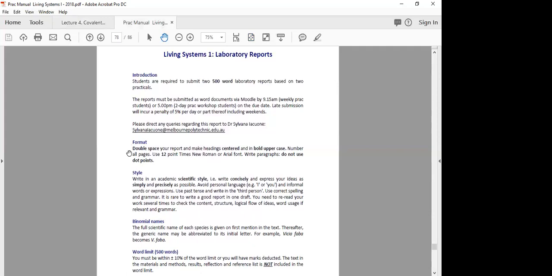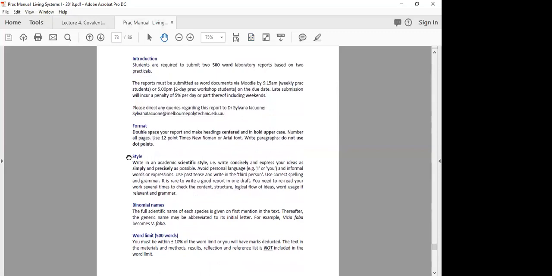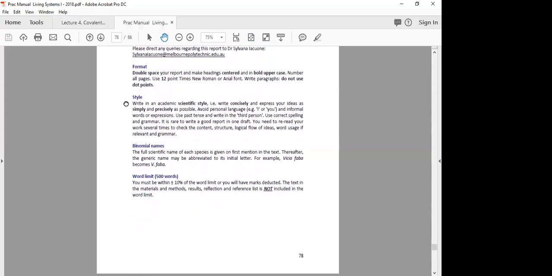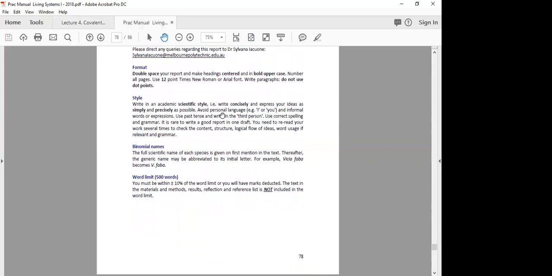All right, some information here on formatting, style, and just one important point here about style. Avoid writing in the first person or in the second person. In other words, don't use words like I or you or we or they. Write in the third person and use past tense. Remember that you're writing about a prac that you've already completed. Okay, so you're writing in past tense.